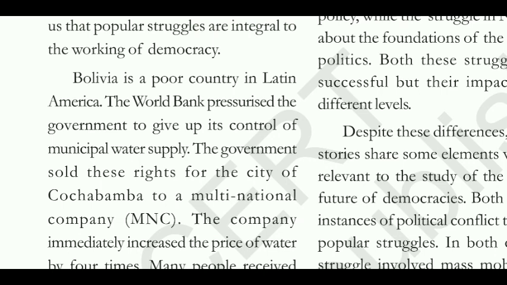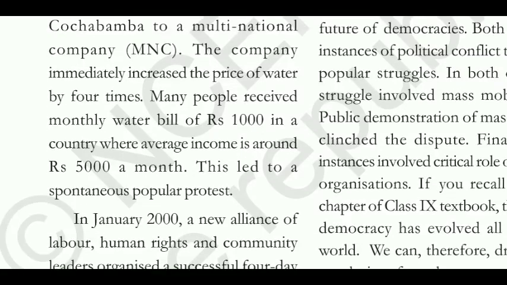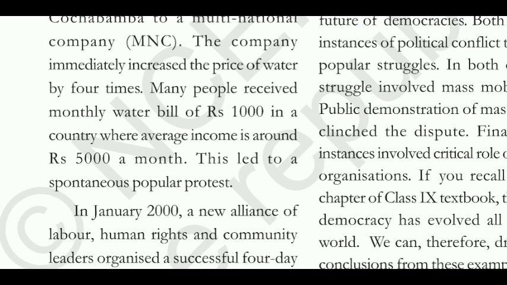The World Bank pressurized the government to give up its control of municipal water supply. The government sold these rights for the city of Cochabamba to a multinational company. The company immediately increased the price of water by 4 times. Many people received a monthly water bill of rupees 1,000 in a country where average income is around 5,000 a month. This led to a spontaneous popular protest.